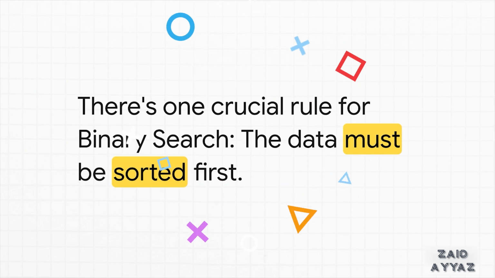Okay, but here's the catch, and it's a big one. This incredible speed comes with one non-negotiable rule. The list has to be sorted first. If your data is all jumbled up, the whole divide-and-conquer thing just completely falls apart.